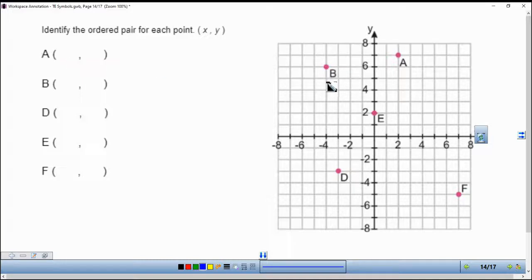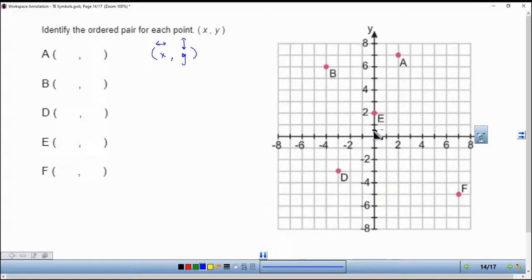All right, now we're going to name some points based on where they are in the coordinate plane. So again, side to side, up and down, that's where the point is found. The first number in the ordered pair will be x, and that's going to be the side to side value, and then y is going to be up or down. If it's up, it would be positive. If it's down, it would be negative.